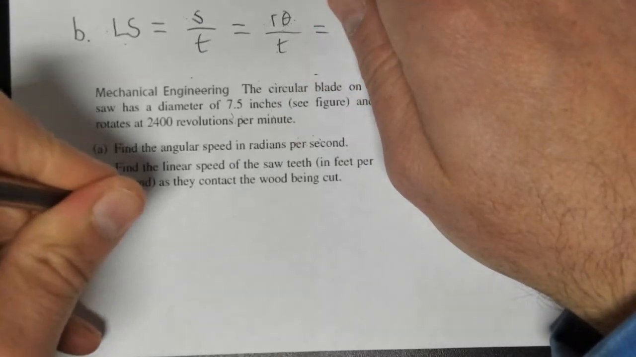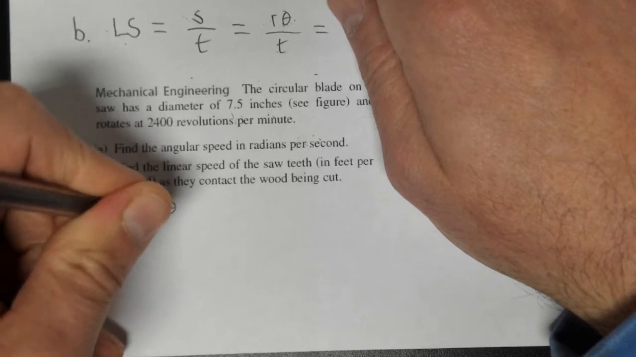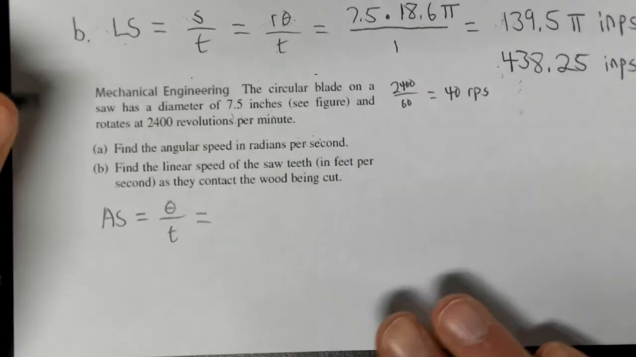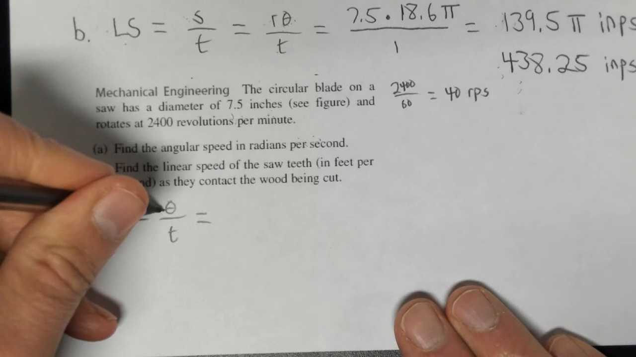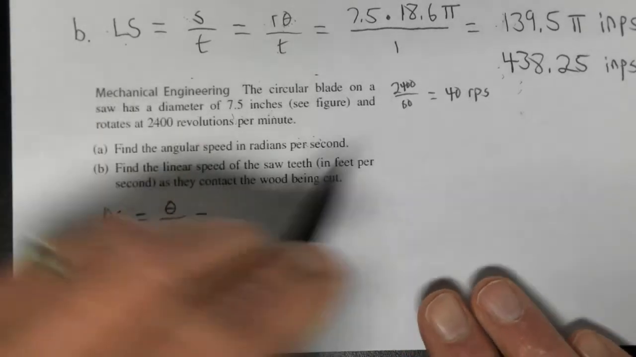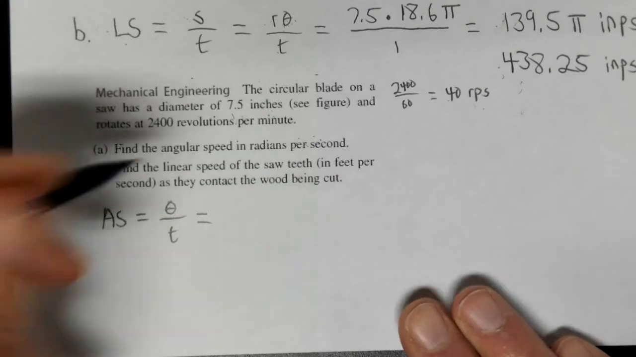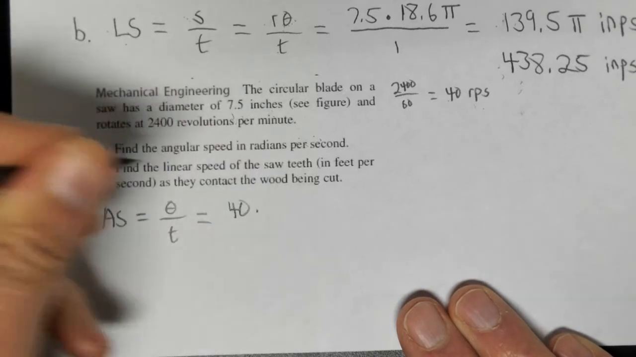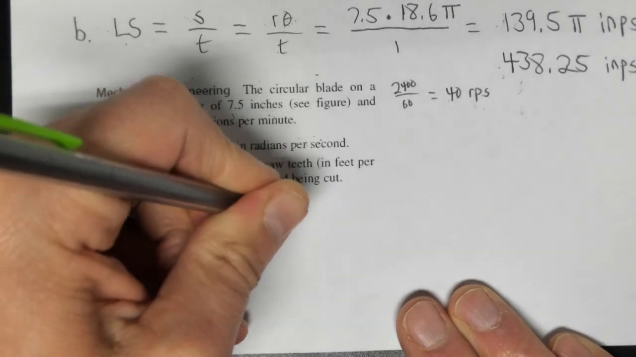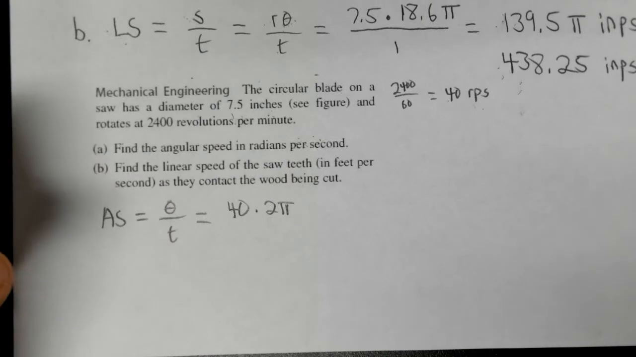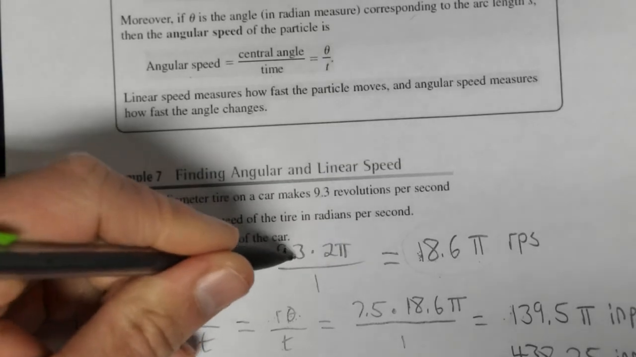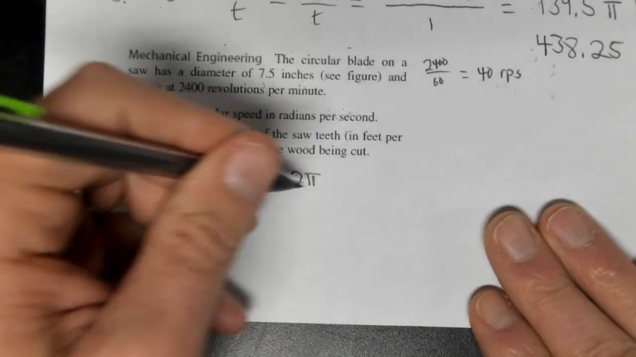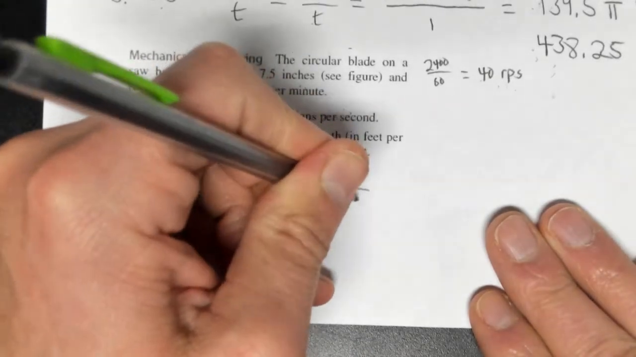And so angular speed, again, is going to be equal to theta over time, right? Equals. Remember, when we're talking about the angle, it's 40 revolutions per second, so it's turning 40 times around per second, and then I have to multiply that by 2 pi because every time around is 2 pi radians. So remember, angular speed is in radians. Like in the last one, we did 9.3 revolutions times 2 pi. Well, here we're doing 40 revolutions per second times 2 pi. And again, this is still going to be over 1 because it's per second, right?